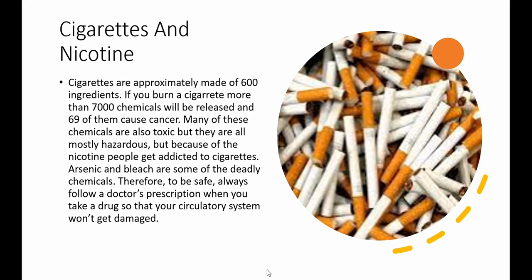Now, arsenic and bleach are some of the deadly chemicals. Arsenic is basically rat poison, and bleach is the chemical used for cleaning. So therefore, to be safe, always follow a doctor's prescription. But don't take cigarettes. Cigarettes are just bad.